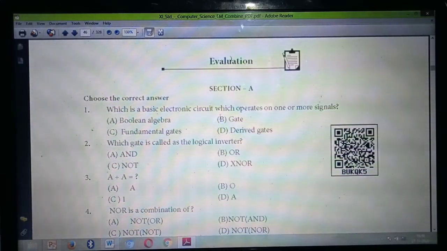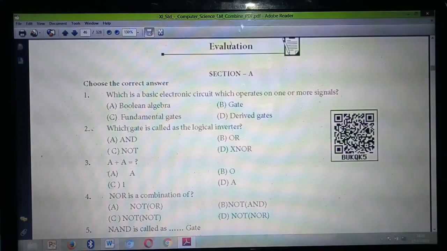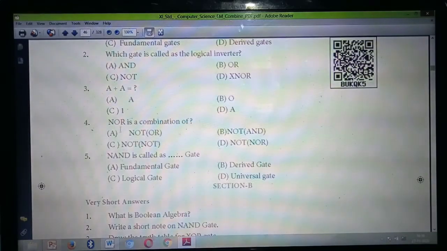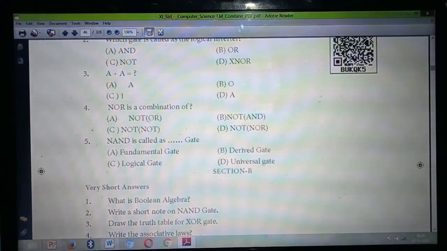First question, answer option B, Gate. Second question, answer option C, Not. Third question, answer option D, A. Fourth question, answer option A, Not of R. Fifth question, answer option B, Derived gate.